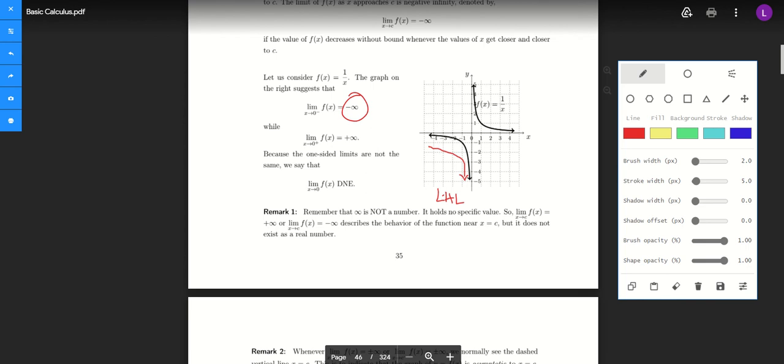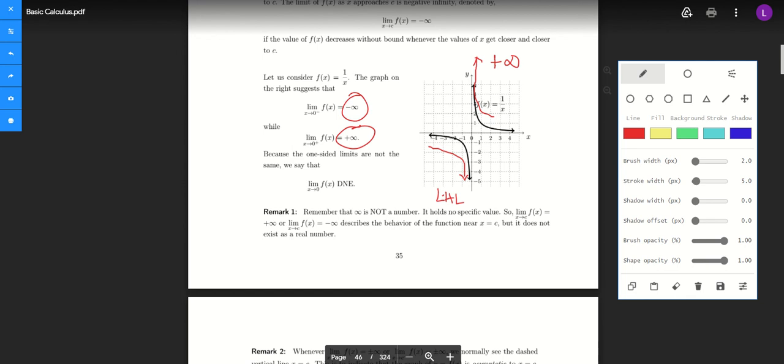While the right-hand limit, as we start from the right going to the left, the more that we get closer to x is equal to 0, what happens to the f of x? It gets higher. But it never touches the y-axis. So, conclusion is positive infinity. So that's our right-hand limit. Then since left-hand limit and the right-hand limit are not the same, our conclusion is DNE, or does not exist.